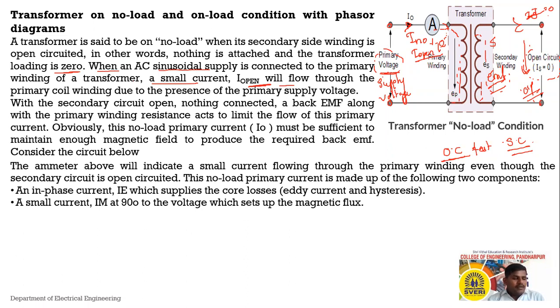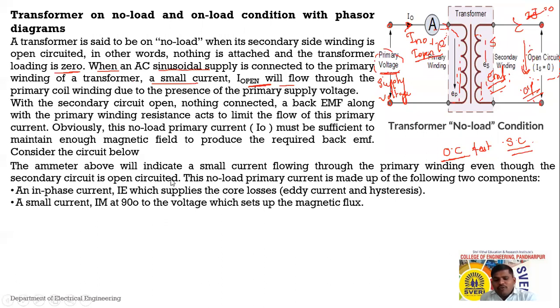Okay. Now this current is taken from the supply to overcome the no load losses, and the current will be divided into two components. तो दोन component मध्ये काय होतो? Divide होतो. See, the ammeter will indicate a small current flowing through the primary winding, even though the secondary circuit is open circuited.